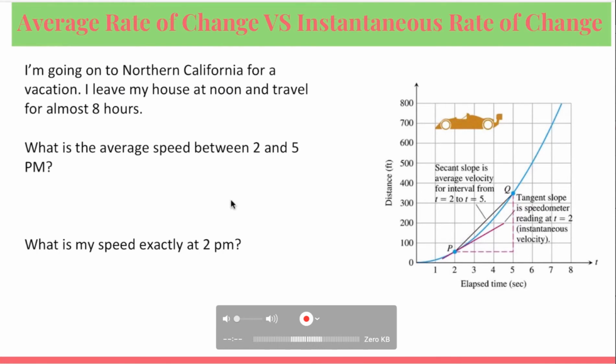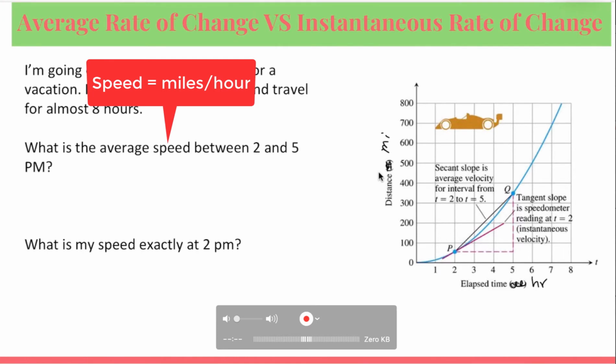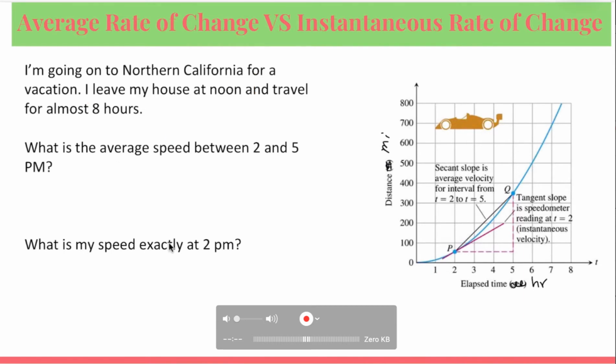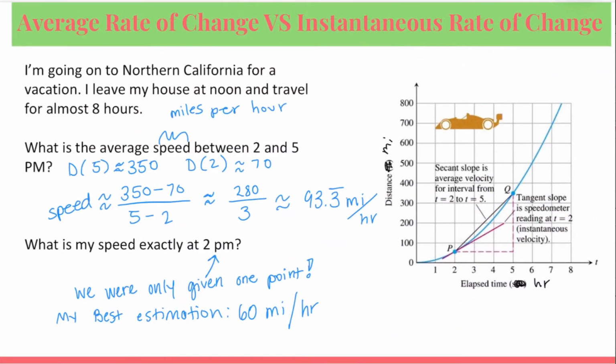I'm going to challenge you to think about what my average speed is between 2 and 5 p.m. You can see the points between 2 and 5. What is my average speed there? I'll give you a hint and remind you that you find speed using miles per hour. So I'm challenging you to think about how you would find the average speed between 2 and 5 p.m., and then how you would best estimate your speed at exactly 2 p.m. Here's my answer.